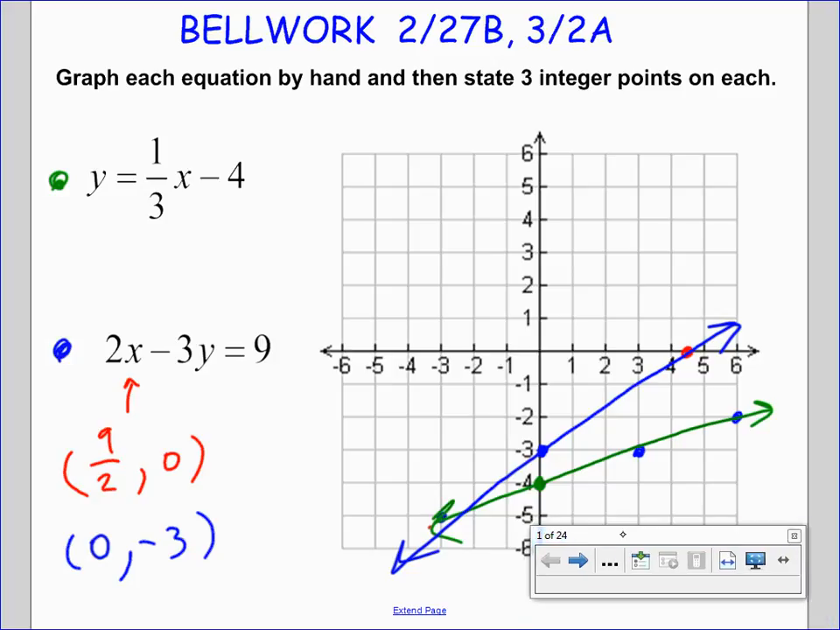Okay. Raise your hand if you had the blue graph drawn. You have the blue graph drawn? Thanks, you guys.